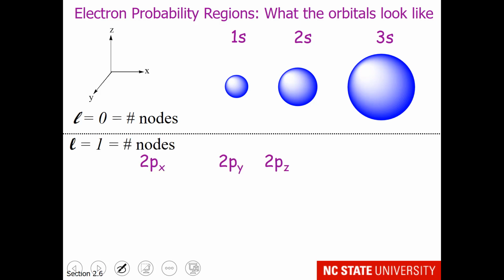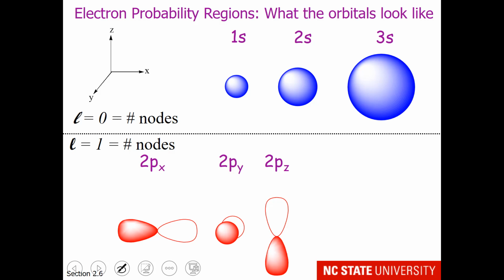What about L equal 1? This means we're going to have one node. So imagine taking a balloon in your hand and pinching it down in the middle of the balloon so that you have a bulge on the top and a bulge on the bottom. That's what a p orbital looks like. Your pinching is the node. And remember that M sub L gives us orientation in space.